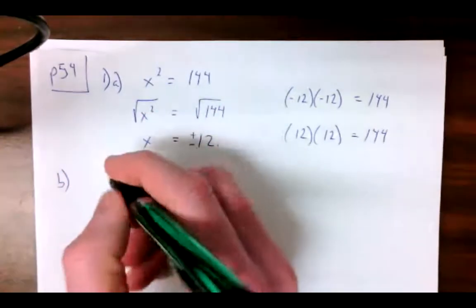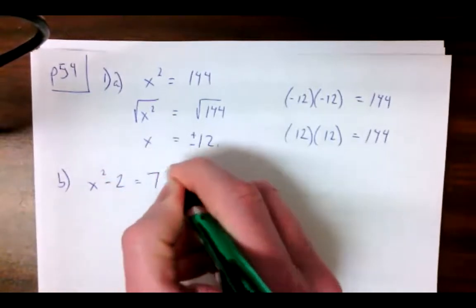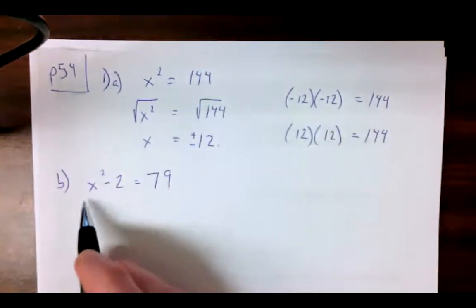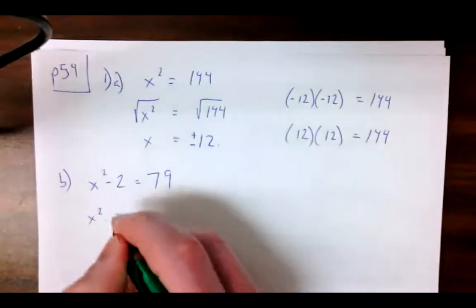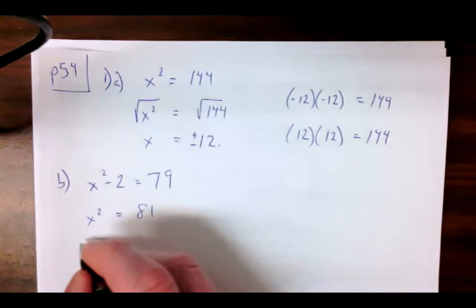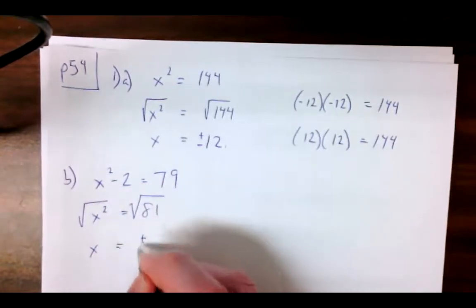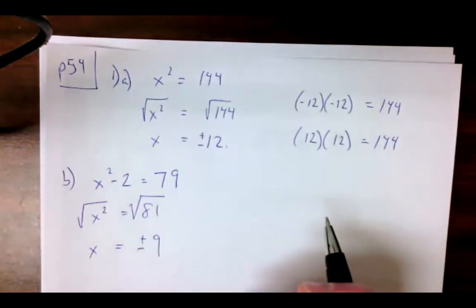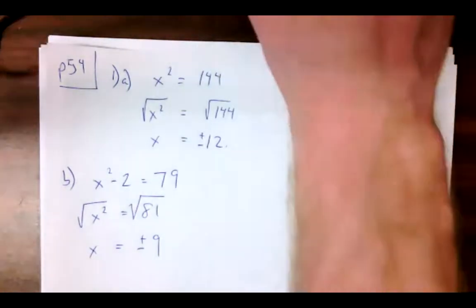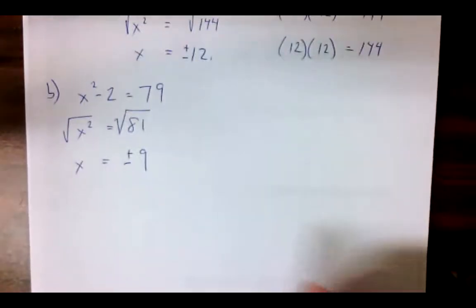B, x squared minus 2 equals 79. We're going to add 2 to both sides. x squared equals 81. We take the root of both sides. x equals positive or negative 9. Can you dig this?